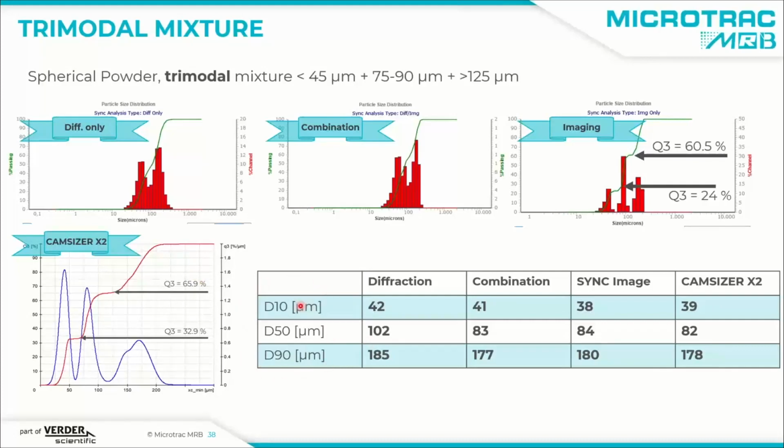Surprisingly, when you look at the percentiles, D10, D50, D90, the combination technique, the imaging only for the Sync, and the ChemSizer X2, they are not so far apart, because these individual sizes can be measured very accurately. So the small particles are around 40, the other ones are about 80, and the other ones have an average of about 180. Only the diffraction only result is a little bit away from the other ones.